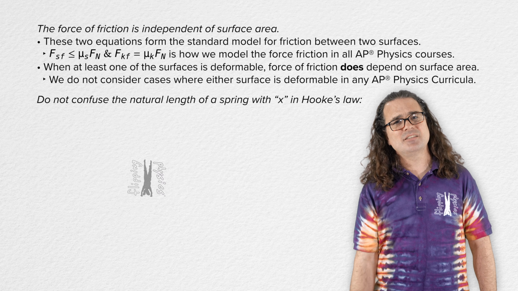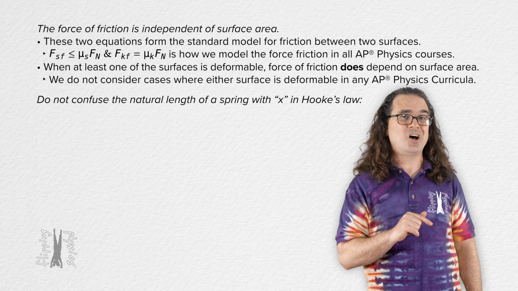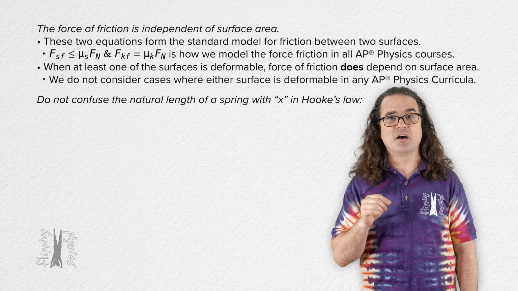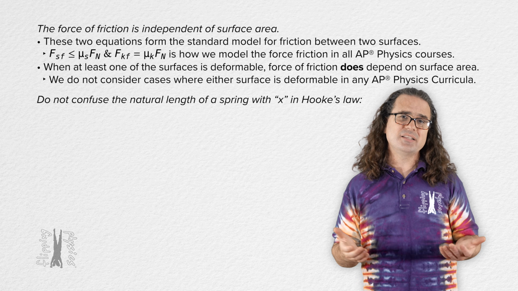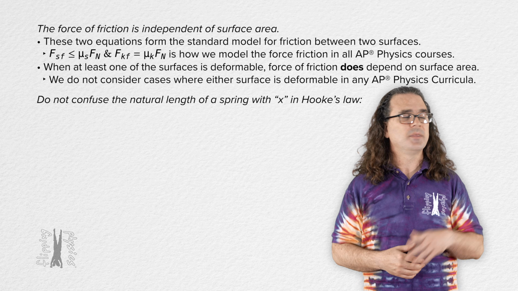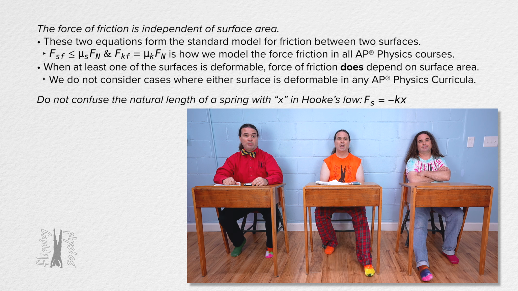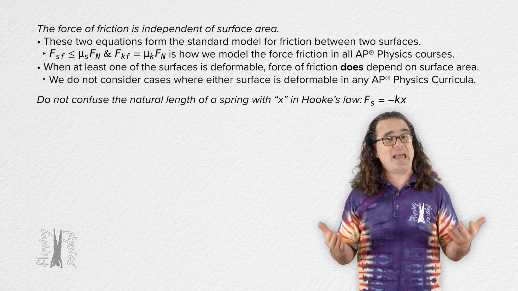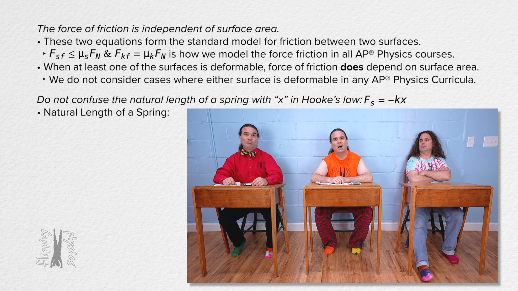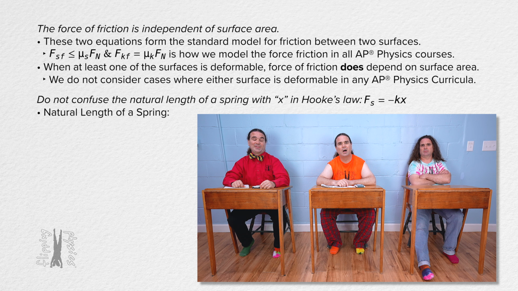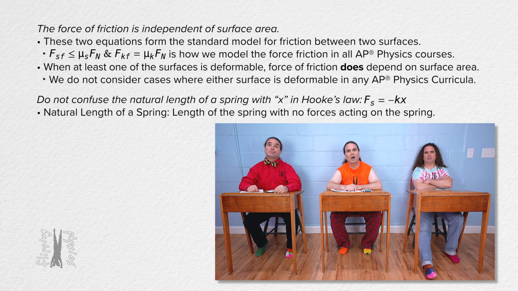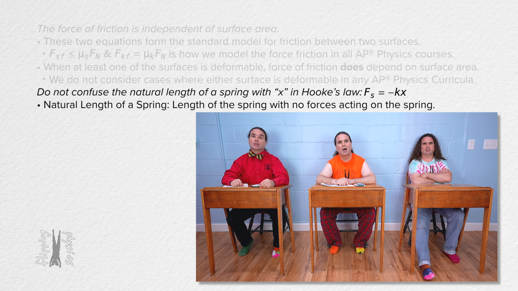Next, I have some students who get confused about Hooke's law and the term natural length of a spring. So, let's start with Hooke's law. Billy, what is Hooke's law? Hooke's law states that the force of a spring equals the negative of the spring constant times x, the displacement from equilibrium position. Exactly. And Bo, what is the natural length of a spring? The natural length of a spring is the length of the spring with no forces acting on the spring.